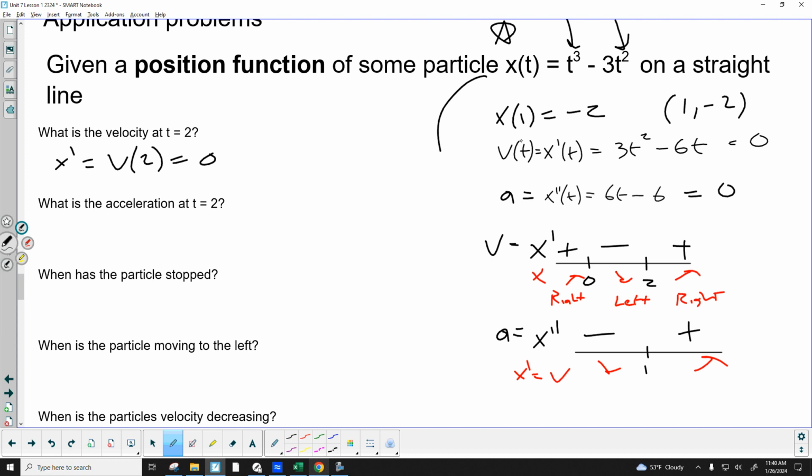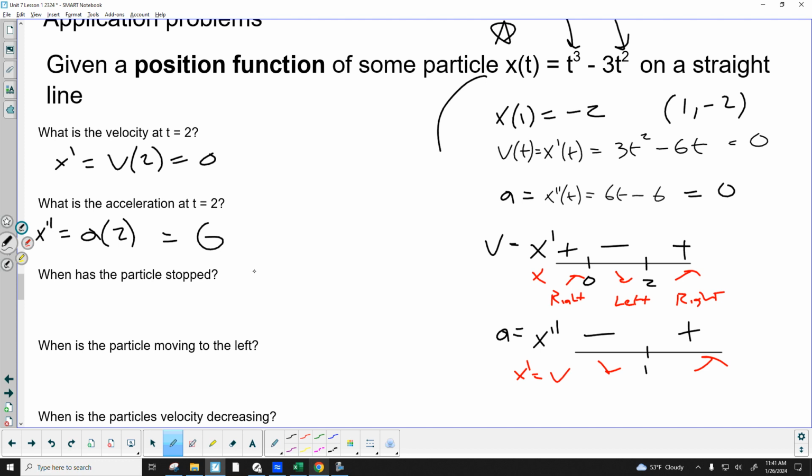Oh, you have an acceleration equation. Oh yeah, that's just my second derivative. I get a of 2, which is the same as x double prime of 2 is 6. What does that tell me? If my acceleration is positive, my velocity is increasing. Now that's a loaded statement. Velocity is increasing. It doesn't mean accelerating. It doesn't mean speeding up. We'll talk about it more.